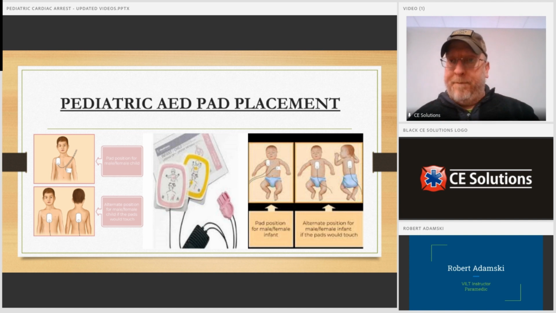And then the right half of the slide shows the same placements, both the traditional and the alternative, for infants. The key point is, if you're asking yourself, when do I use which one? Normally, when possible, use the traditional method, the upper right, lower left placement. However, if the pads are touching each other, that's no good. Then you need to resort to the backup plan, which is the alternative position, anterior, posterior.